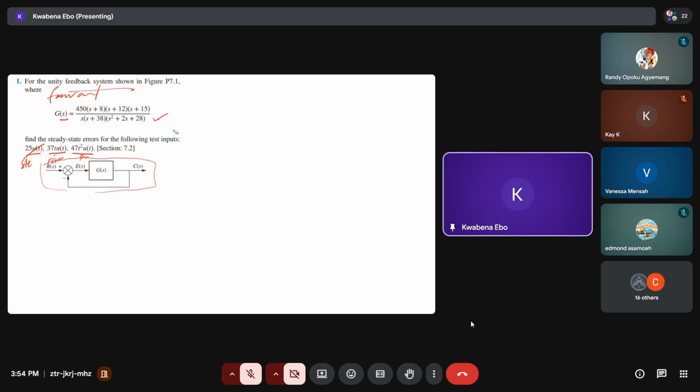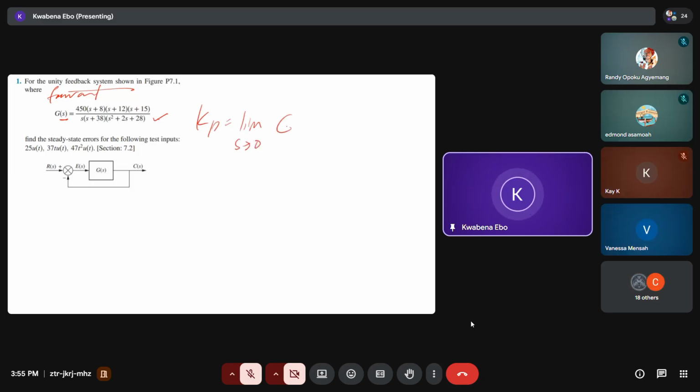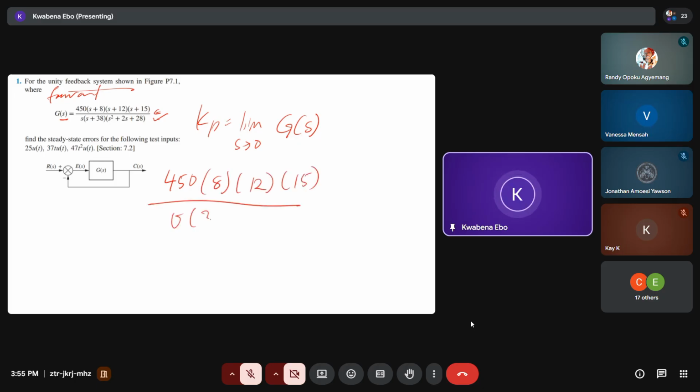So yeah, now going to the finding of Kp and the rest. Kp is the limit as s approaches zero of g of s, and this is our g of s. So we'll find the limit as s approaches zero. Basically, it just means wherever you see s, put zero there. So we will have 450 times 8 times 12 times 15 all over 0 times 38 by 28. And then this will give us a number over 0, which equals infinity.